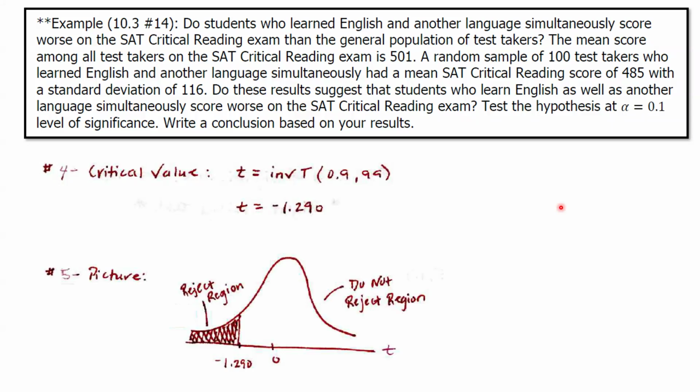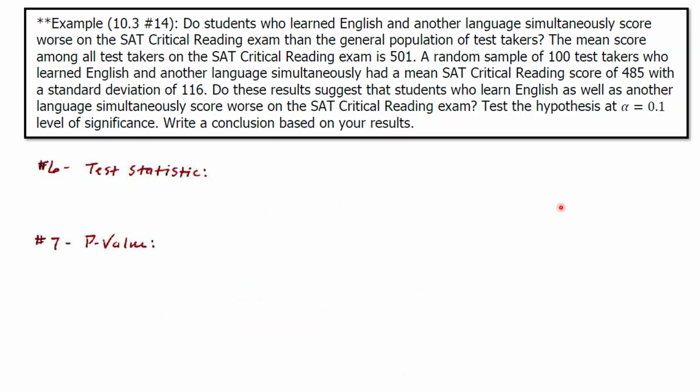Okay, so for our step number 5, we will create the t distribution curve with the rejection region on the left. And then our critical value is the boundary at negative 1.29 that separates the reject region from the do not reject region. So now we can go into step number 6 and 7, similar to the one prop Z test, where it gives you the test statistic and the p-value. Our t-test here does the same thing.